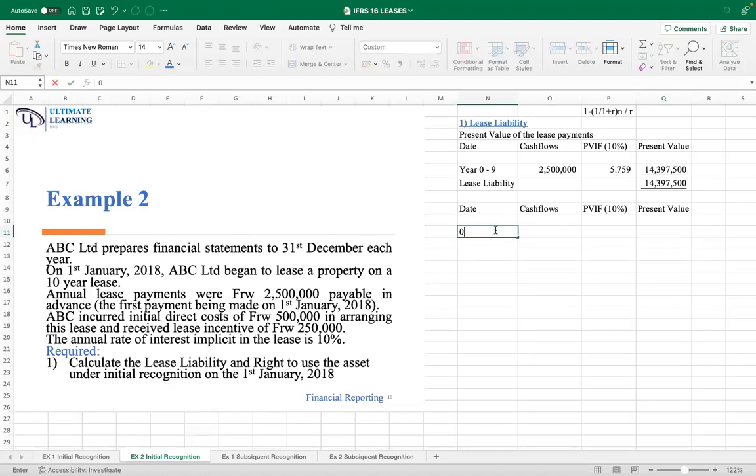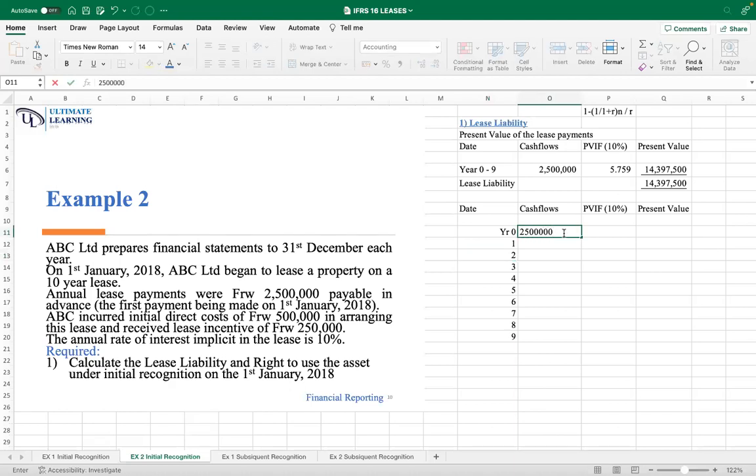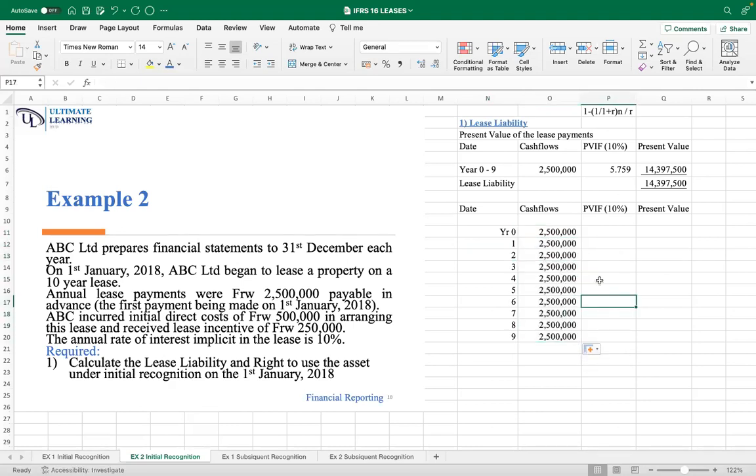So you just list year 0, and then you have year 1, year 2, like that until year 9. If the first one is confusing, this is what you can do. Year 0, so when you count this, there are 10 years. Year 0, 1, 2, 3, until year 9. And the cash flows are 2.5. So whichever is easier for you, you can use that.